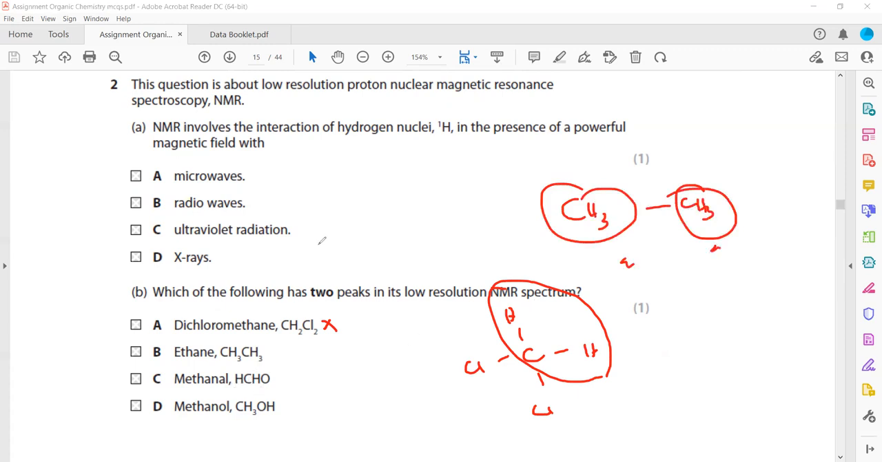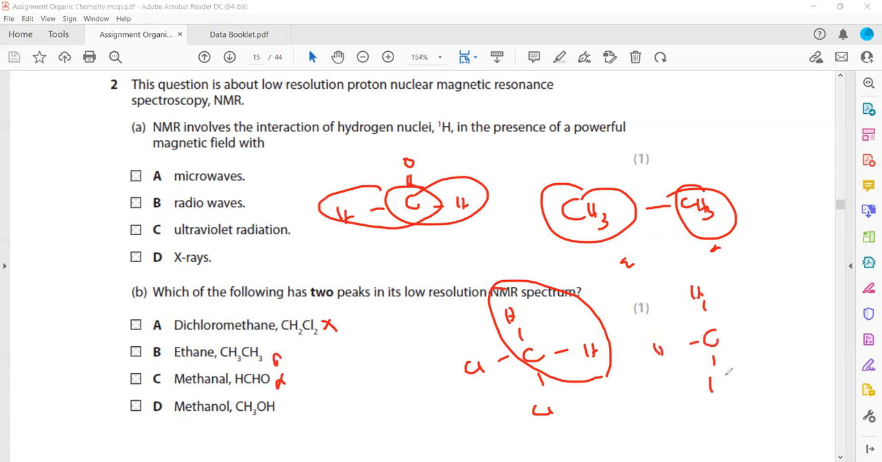In methanal, when we check, it is C double bonded with O, H is there and then H is there. So this is also identical. So it means it will be one. But when we check methanol, this is one, this whole is one hydrogen environment, and this is the other hydrogen environment. So two different hydrogen environments are there. That's why D is the right answer for this. Is it clear?